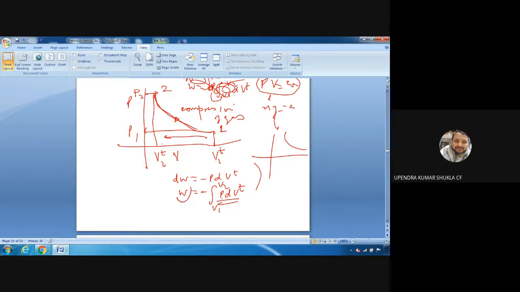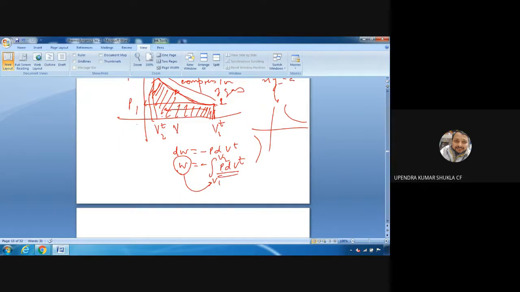This work is proportional to the area under the curve, this PV curve, right? So this area will represent the work. Sometimes someone will give you this graph and say calculate the work done in this process going from 1 to 2. So just calculate this area. This area integral will give you the work done. So this thing you must understand with respect to work.